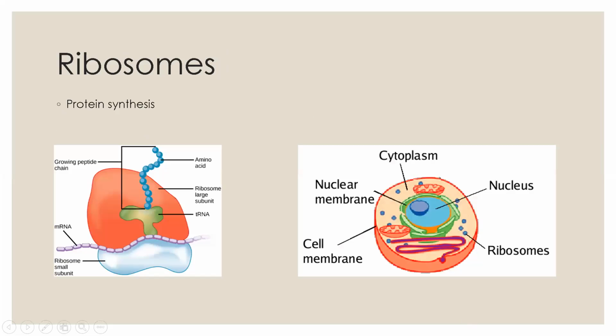After that, you have ribosomes. They're another structure present in the cell and they're used for protein synthesis. You can see here how they're creating chains of amino acids. So they're used for protein synthesis. And if you look at the cell, this is how the ribosomes look.